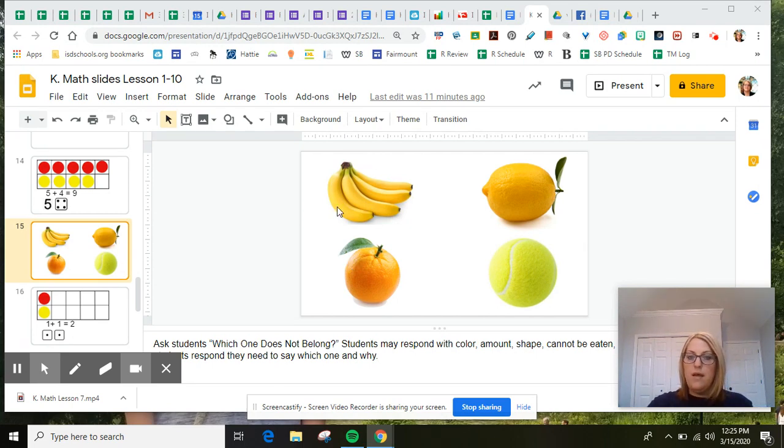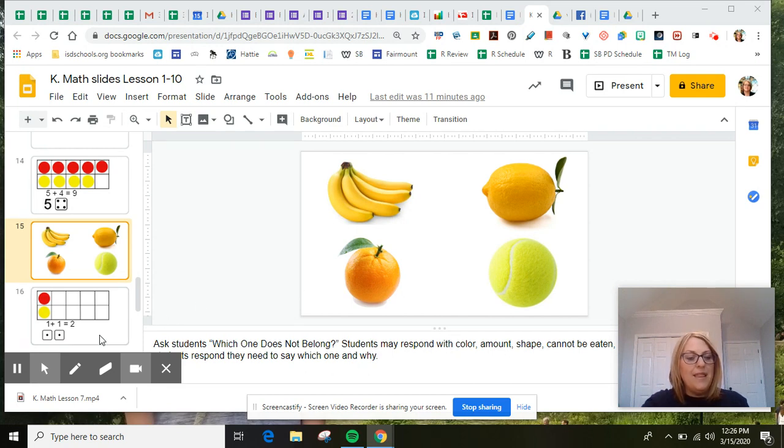Did you say the bananas do not belong because there are four of them? And there is only one lemon, one tennis ball, and one orange? That is true. Did you notice anything else?